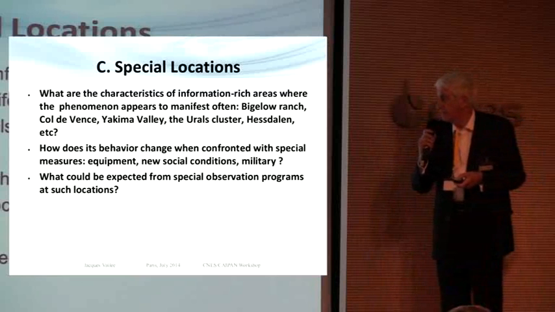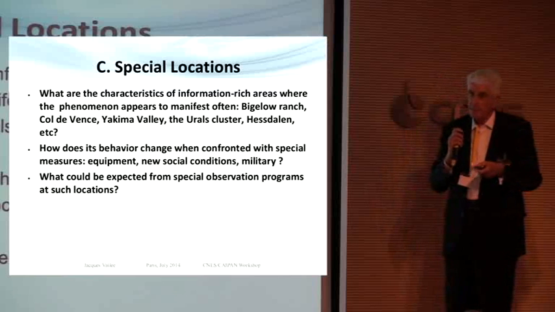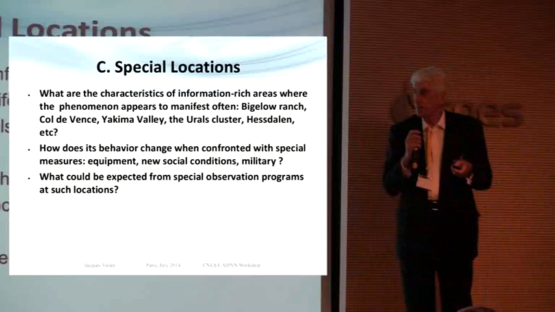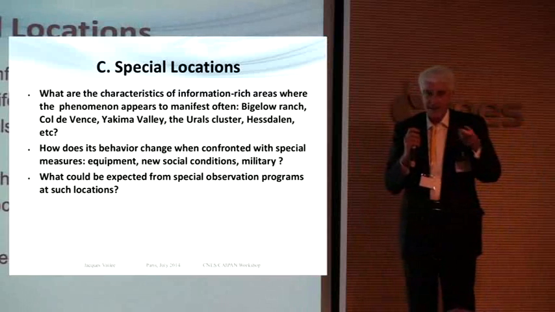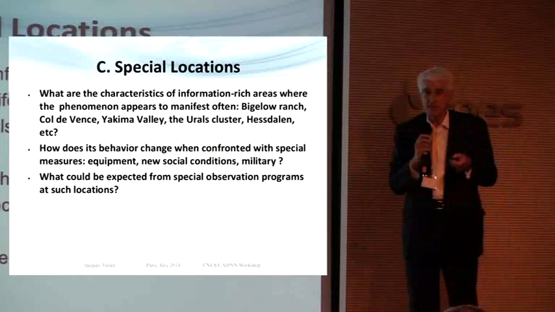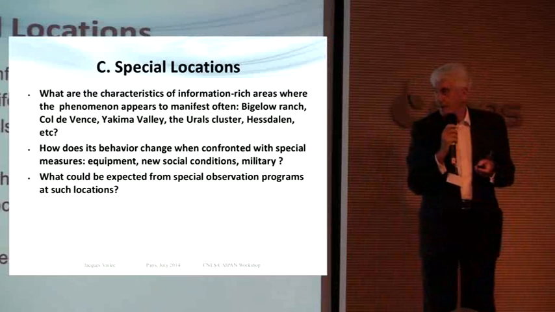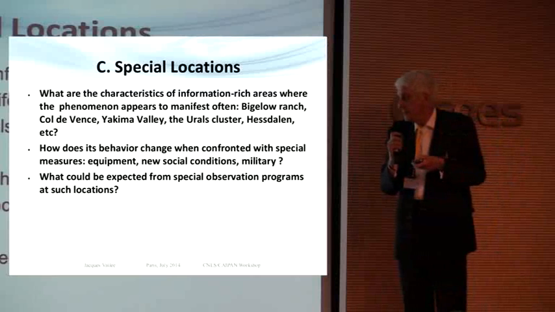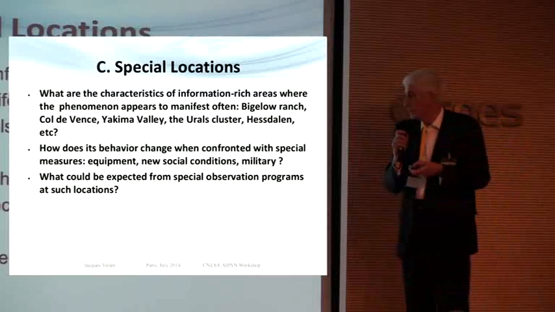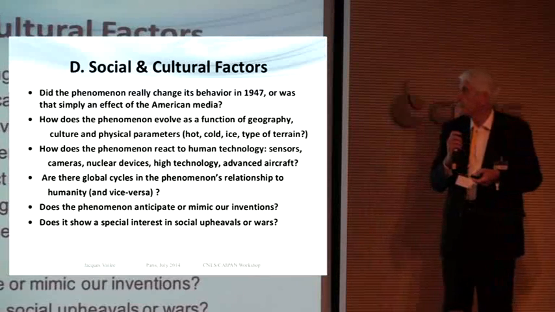How does the behavior of a phenomenon change when it's confronted with special measures? It seems sometimes that the phenomenon loves gadgets. Gadgets going from cameras, satellites, all kinds of magnetometers. It likes to play with them. It likes to do something with them. How do you design something that will resist that kind of environment? What could be expected from spatial observation programs at specific locations?